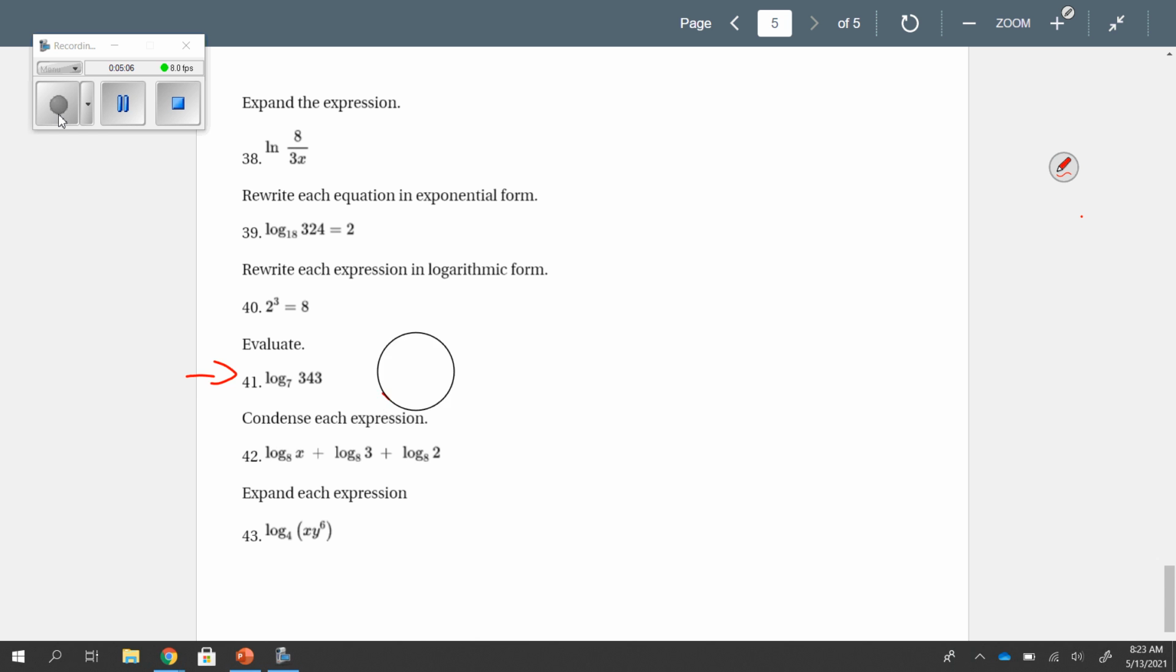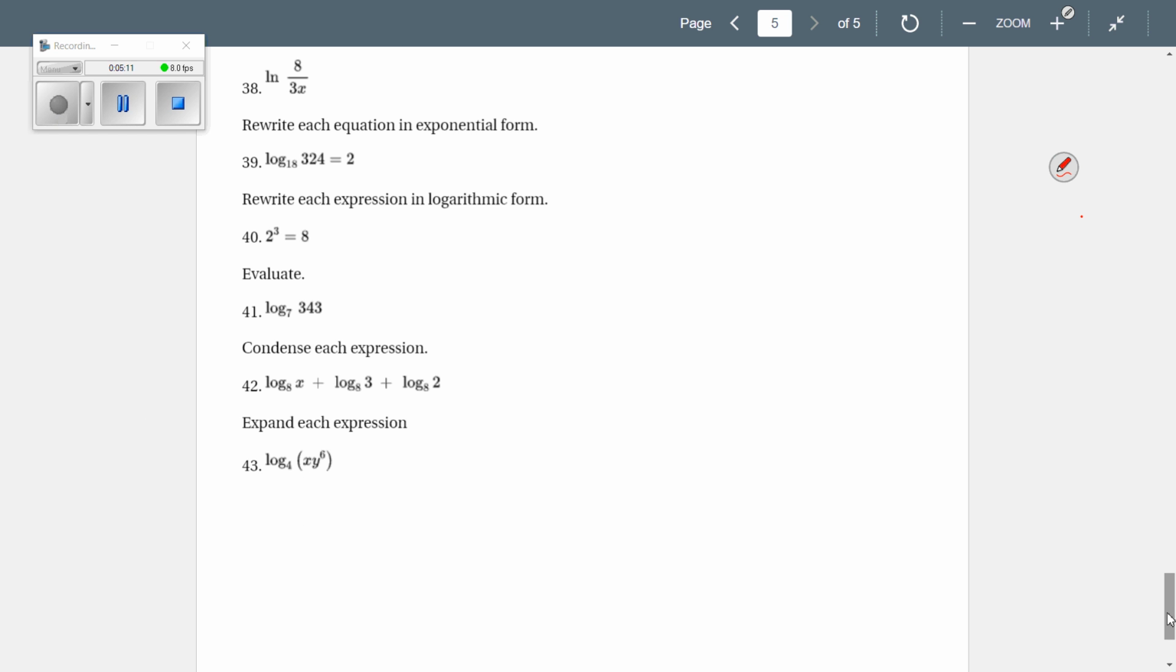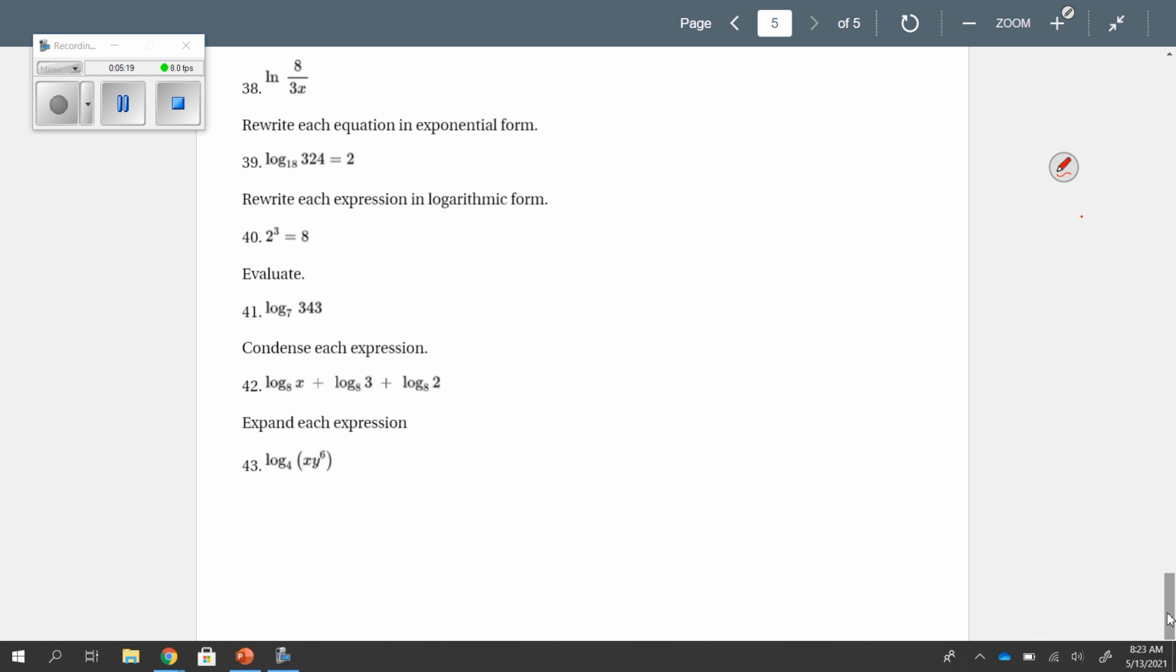You literally just type that one into the calculator. All right, we got 2 more. Here we go again, condense each expression. Remember, that means get smaller. We see we got a couple of numbers here, and then we have this x. We see the logs are the same. Remember, plus really just means multiply. So we combine those together.